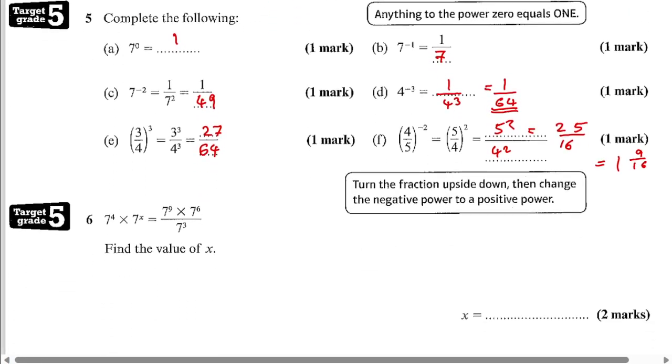Okay, find the value of x. So I'm going to do like this. I'm going to evaluate this, so when I multiply out the powers, so that's going to be the same as 7 to the 4 plus x, and that's going to be equal to 7 to the 9 times 7 to the 6 is going to be 7 to the 15 divided by 7 to the 3. I've drawn that quite dodgily.